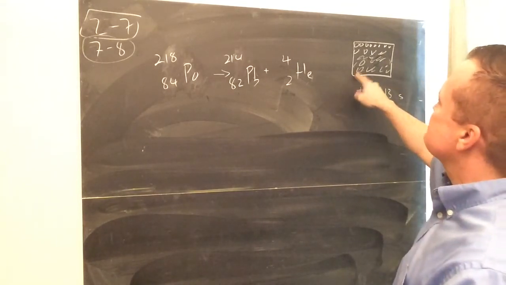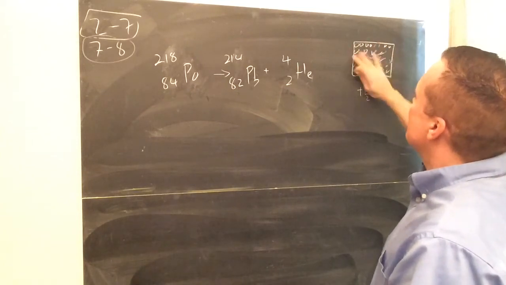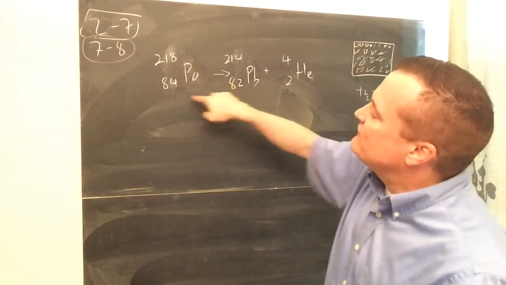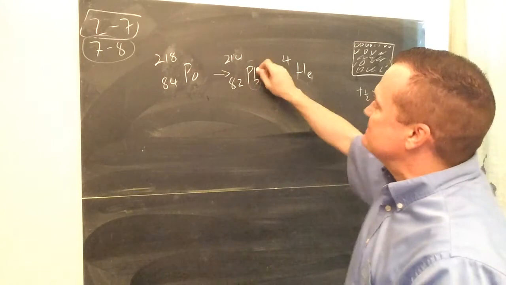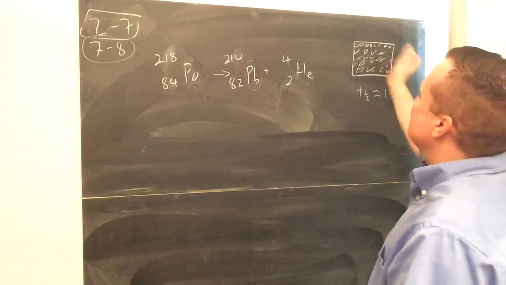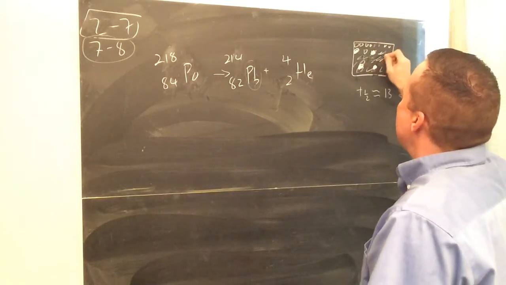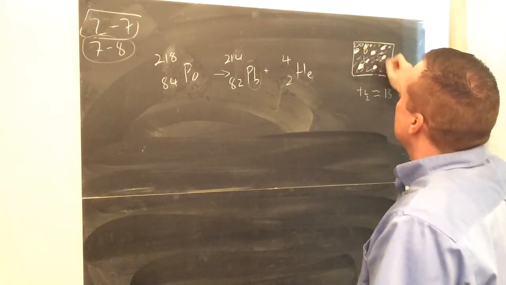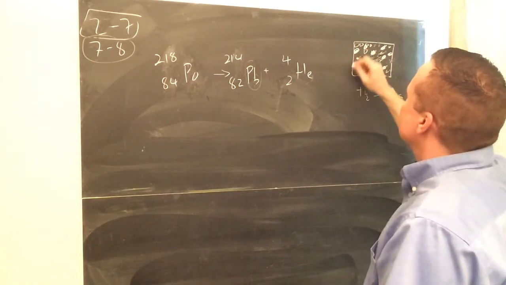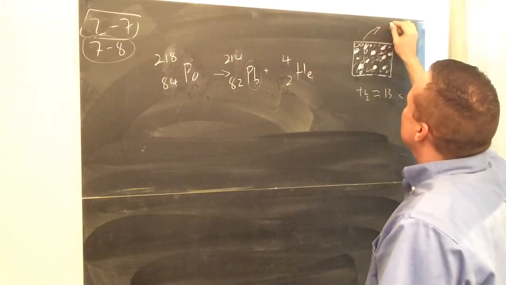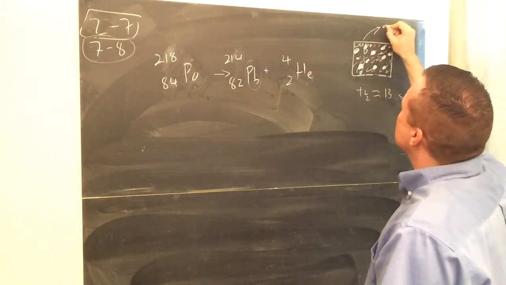In 13 seconds, half of this is no longer going to be polonium. Half of the polonium atoms are going to turn into lead atoms. Now, they don't have to be on one half of it. It could be scattered throughout, and most likely it would be. So half of the polonium atoms are going to turn into lead atoms, and alpha particles are going to escape.